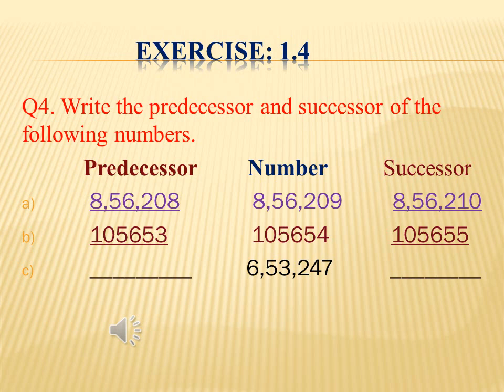Now let us look at the second question. The number given here is 1,05,654. So the predecessor will be 1,05,654 minus 1, which is 1,05,653. And the successor will be 1,05,654 plus 1, which is 1,05,655.